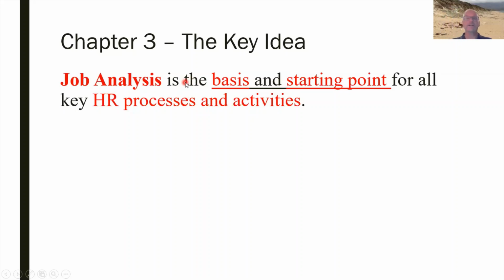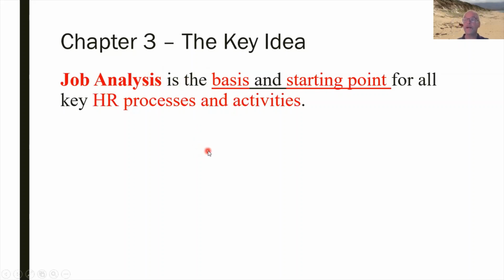And finally, job analysis: did they do a good job? How do we know that the order was done right? Well, we have to know, first of all, what's the work that goes into that, which is chapter 8. So the key, real simple point here is job analysis is the basis and starting point for all key HR processes and activities. The stuff we do in chapter 3 leads into 4, 5, 6, 7, 8, and 9.